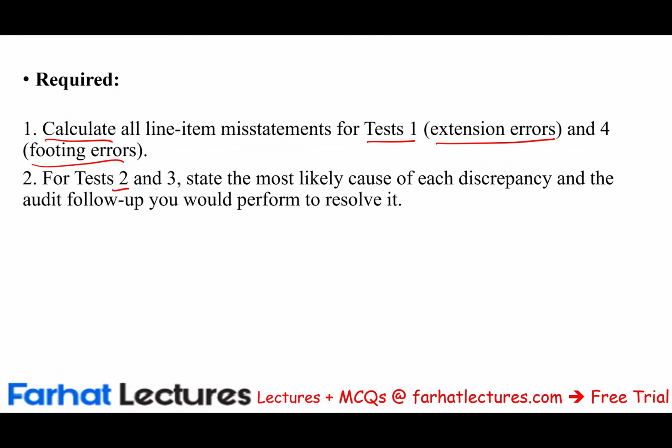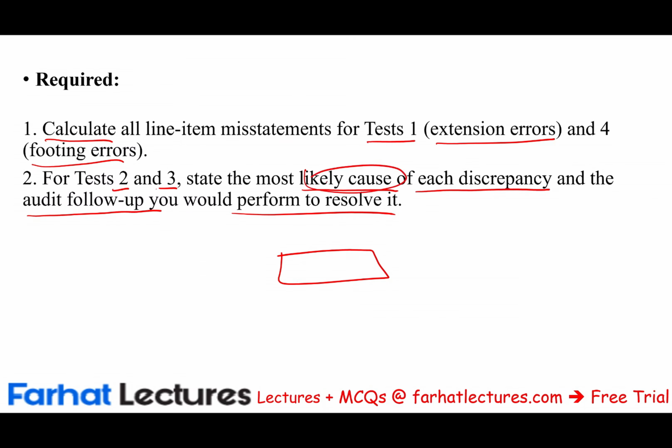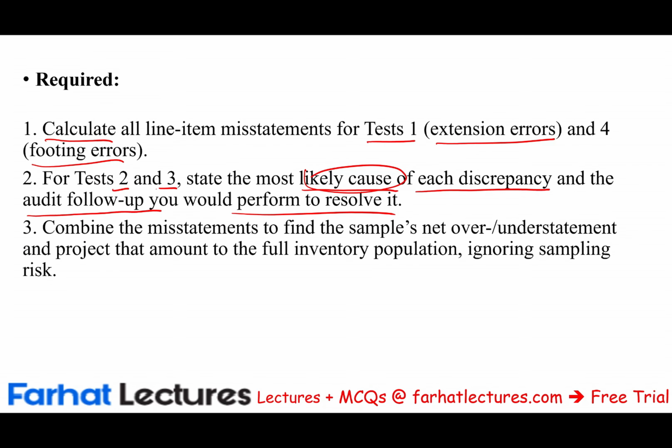For tests 2 and 3, state the most likely cause of each discrepancy and the audit follow-up you would perform to resolve it. Now, on the actual exam, they would give you a drop-down menu with most likely causes, maybe 4 or 5, and you have to select one. Then another box for how you would follow up, with 4 or 5 options, and you would select one. Today I'm going to explain the process, but this is how you would see it on exam day.